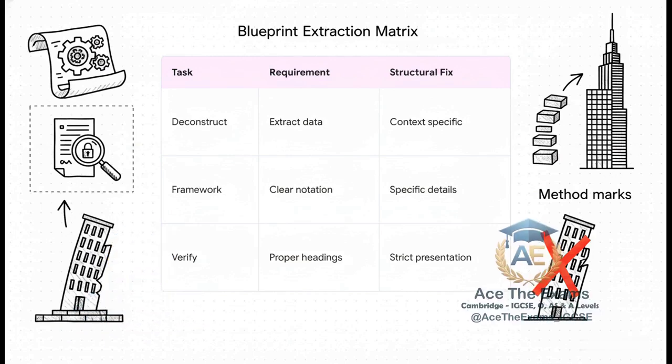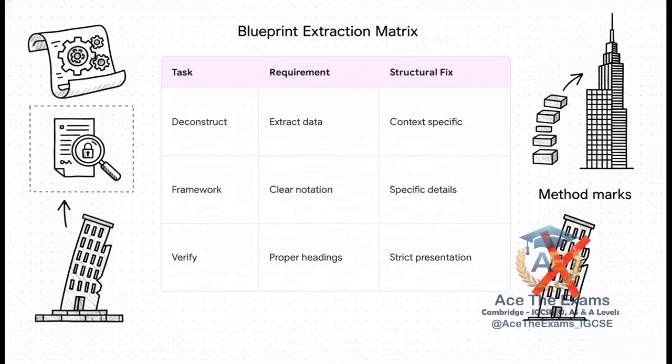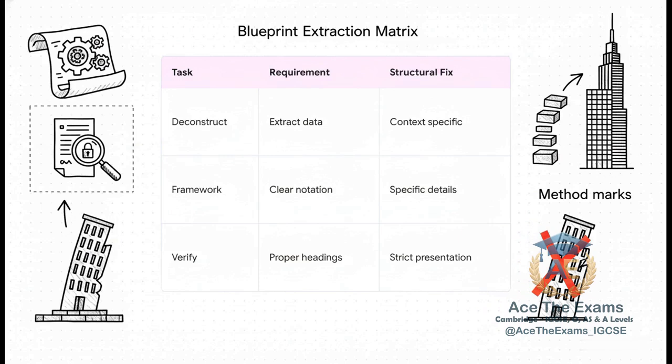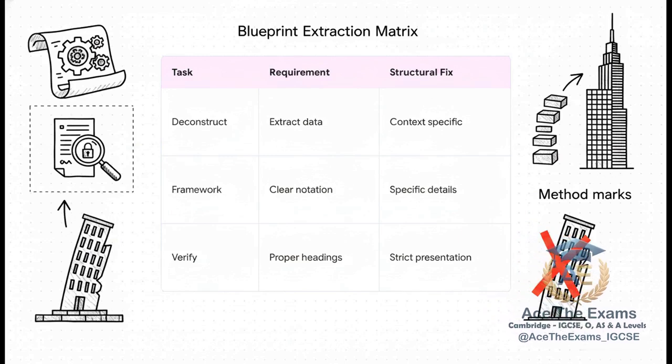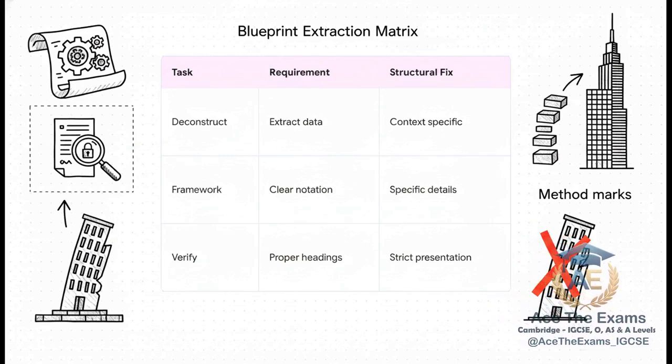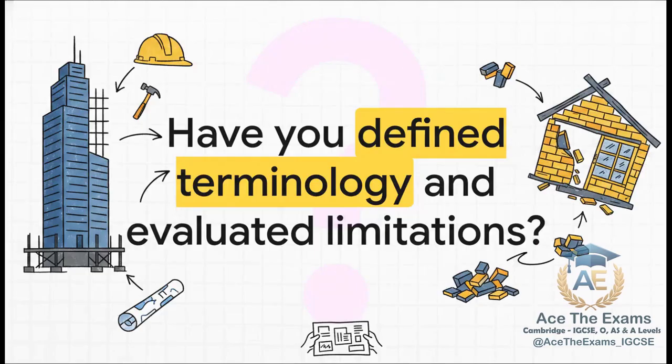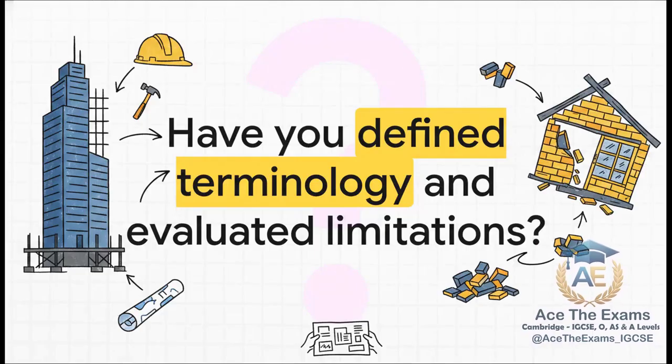If you don't do this, your clear notation and proper headings mean absolutely nothing because you are building on the completely wrong site. You must extract relevant data from the specific stimulus materials first. That is your primary structural fix. If you master that extraction matrix, your method marks are going to stack up automatically. Which brings us to the final inspection before we hand over the keys.